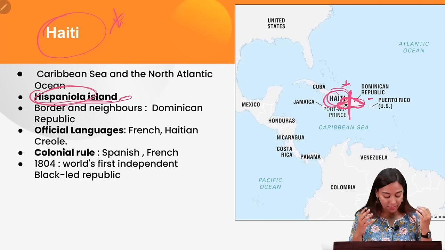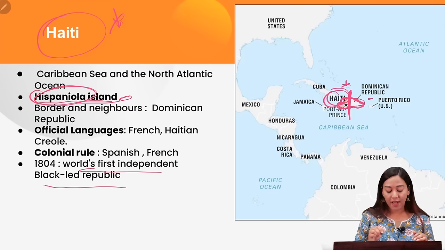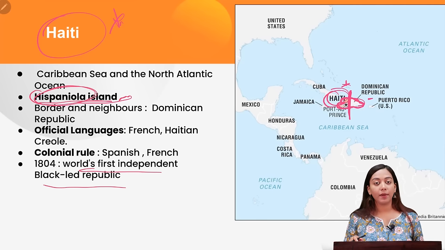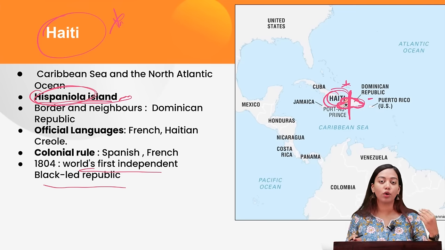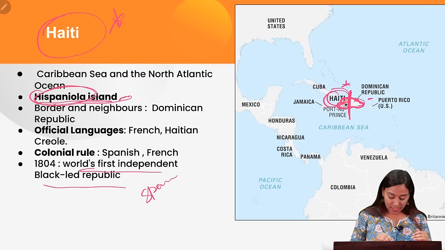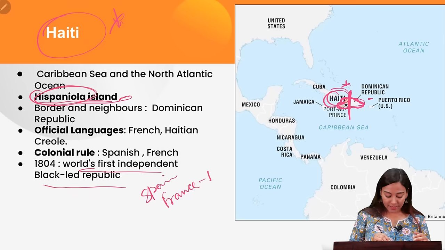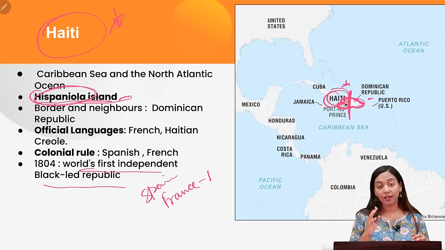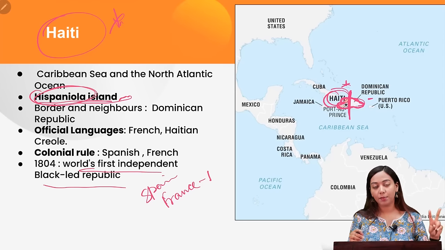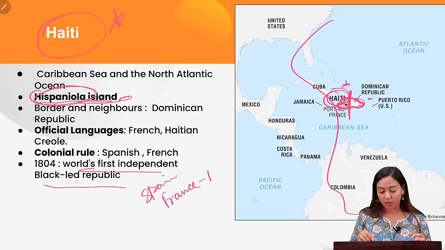Okay, Haiti is independent. In fact, it is the world's first independent black-led republic, which got independence from two colonial rules. It was ruled by Spain for two centuries and then by France for about one century, and then they signed an agreement with the Haitian government and finally made it independent. In fact, this is the second independent nation on an island to get independence in the Western world, the first one being the USA. So please remember, first Caribbean island and second in the Western world to get independent status.